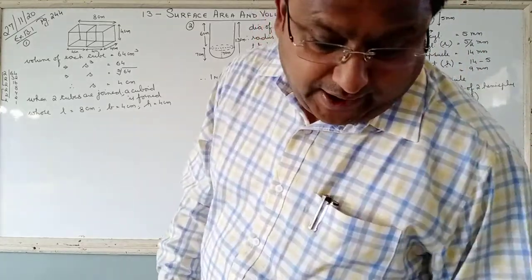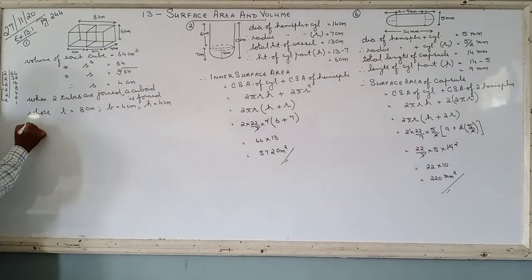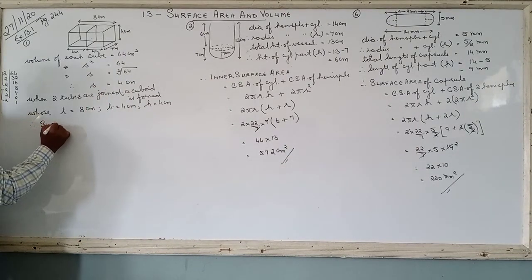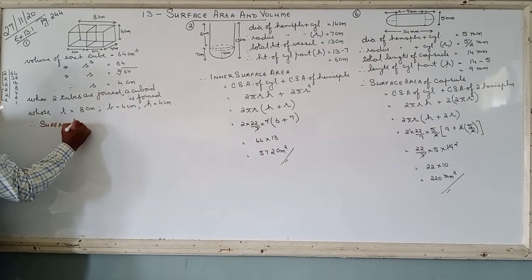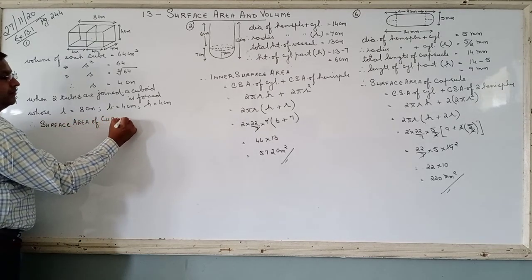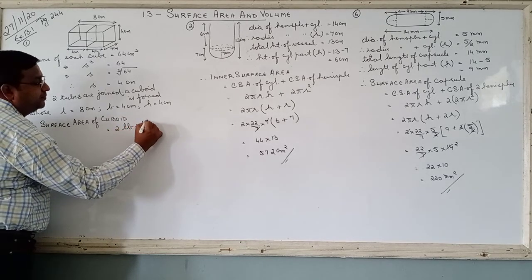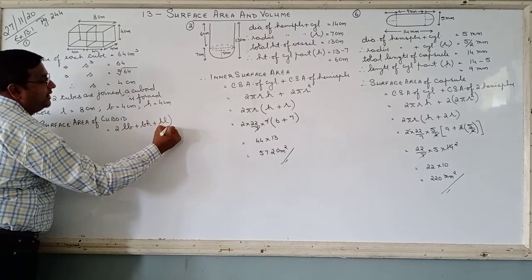What is he telling us to find? He says find the surface area of the resulting cuboid. So therefore, the surface area of a cuboid. We know the formula: 2 into LB plus BH plus HL.